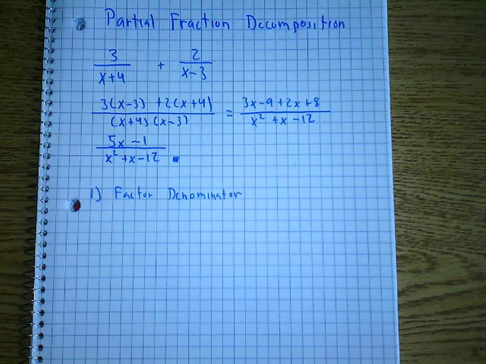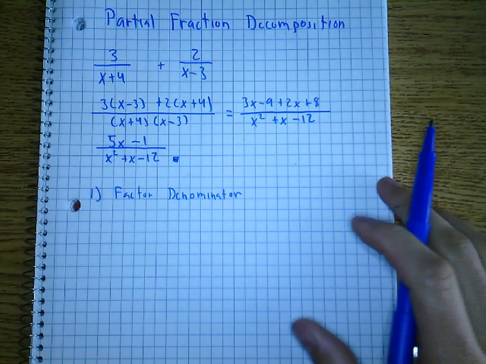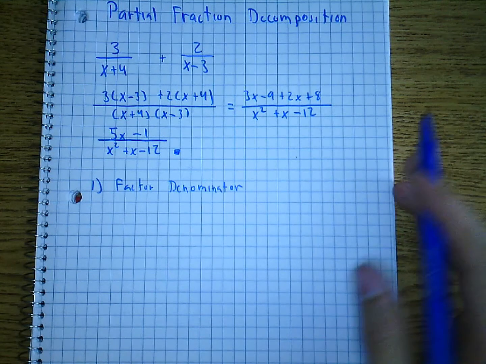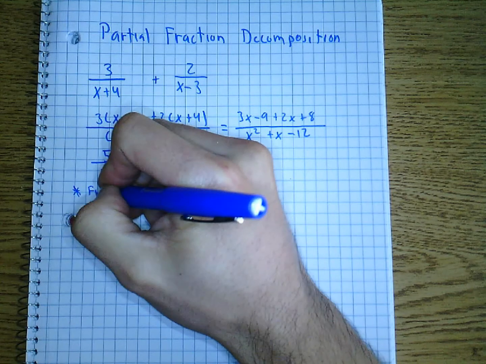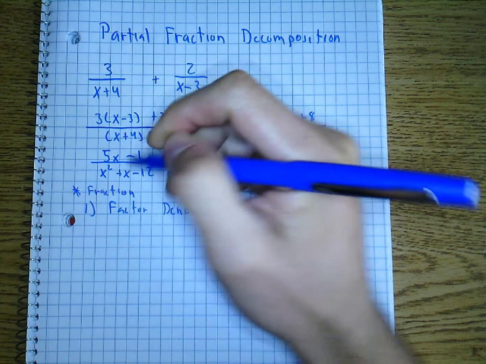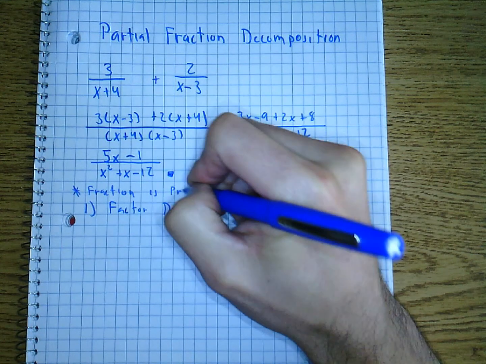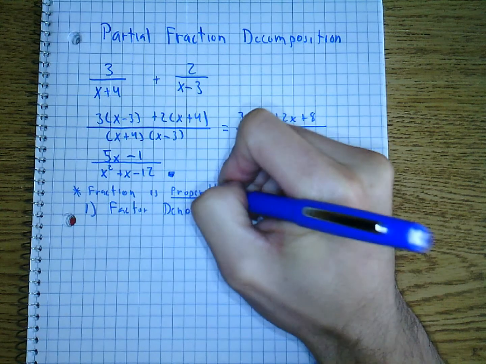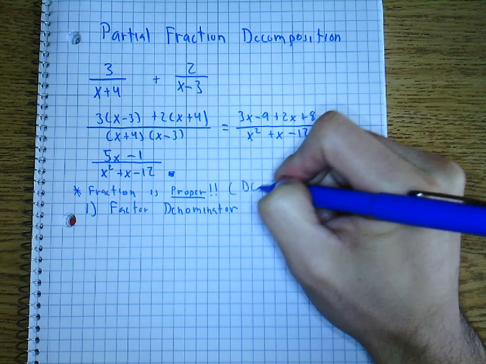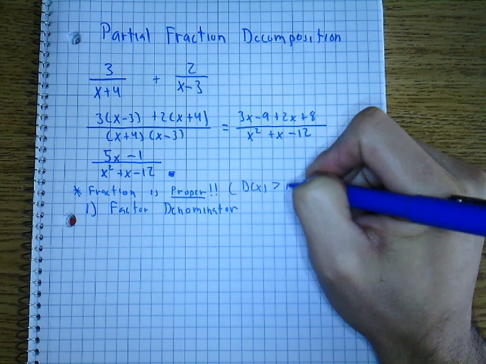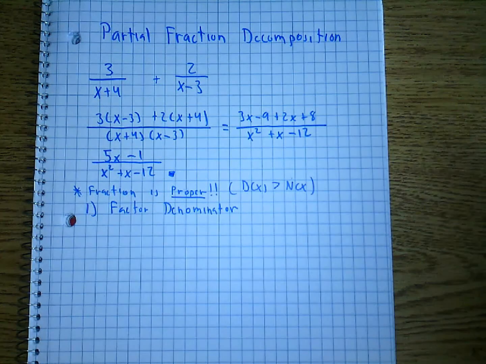Alright, and this is where it gets a little tricky. Actually, I forgot one thing. Let me go back. Before you begin, you have to check that your fraction is proper. Do you know what it means to be proper? The denominator must be bigger than the numerator, meaning higher degree. If it's not, guys, then you have to make it proper. Do you know how to make a fraction proper?